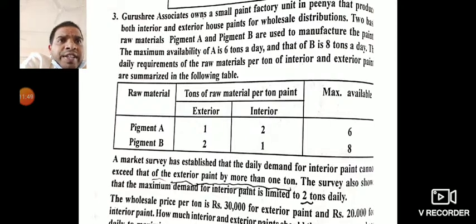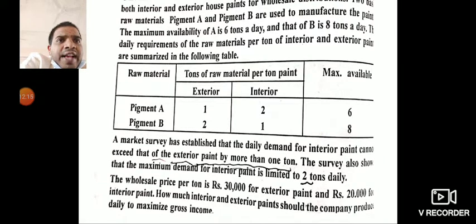Okay, exterior paint and interior paint, in terms of tons: you are going to use pigment A for exterior paint, that is 1 ton, and pigment A for interior paint, 2 tons, and pigment B for exterior 2 tons, and pigment B for interior 1. The maximum available is pigment A is 6 and pigment B is 8.